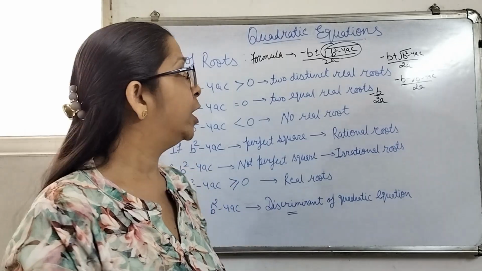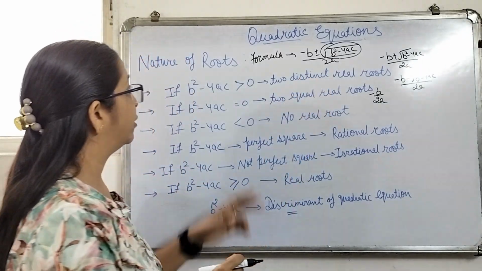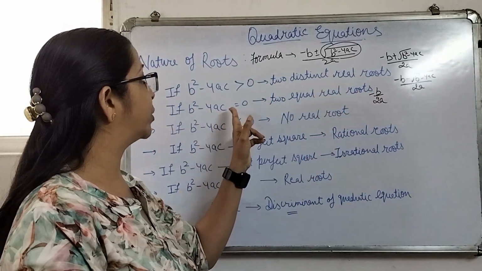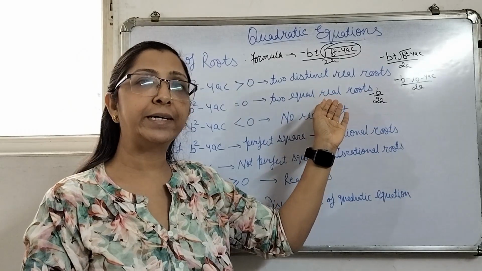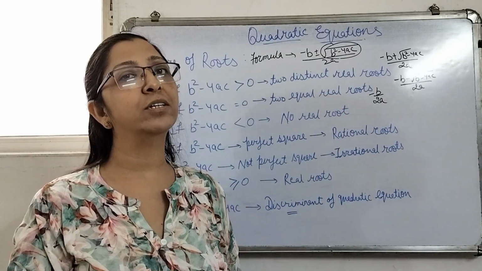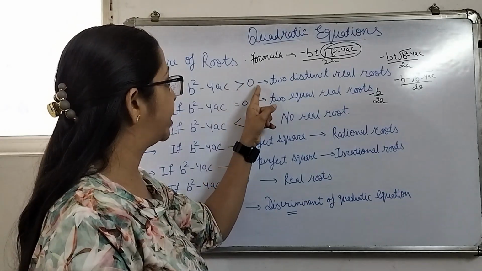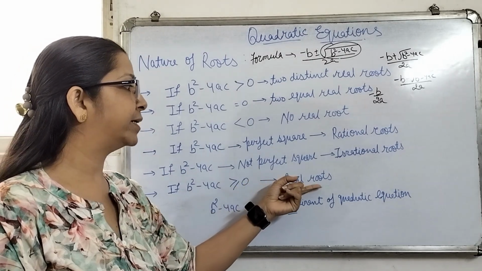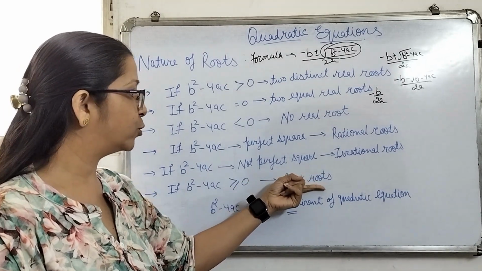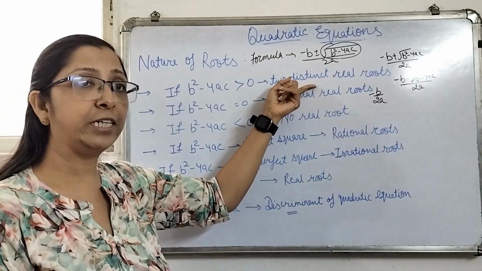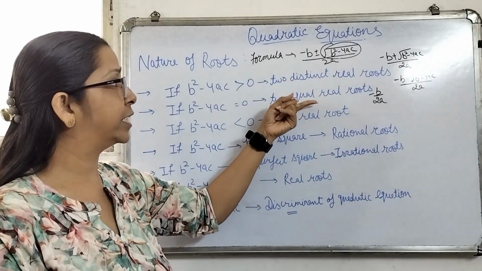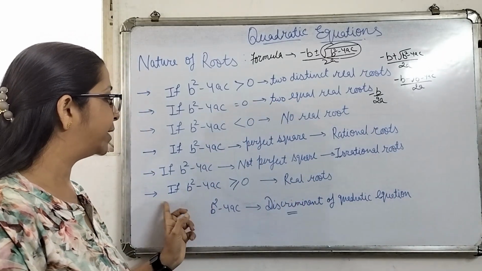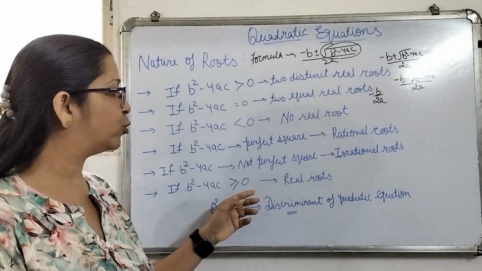Now we can see from here that if b square minus 4ac is greater than 0, then we are getting the real roots, and if b square minus 4ac is equivalent to 0, then also we are getting the real roots. That means the condition for the real roots will be that if b square minus 4ac is either greater than or equivalent to 0, in that case we will be getting real roots. That means for real roots the condition is not this. It is the condition for two distinct real roots. It is the condition for two equal real roots. But for real roots the condition will be b square minus 4ac is greater than or equivalent to 0.